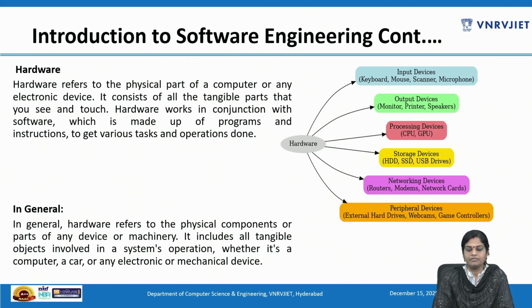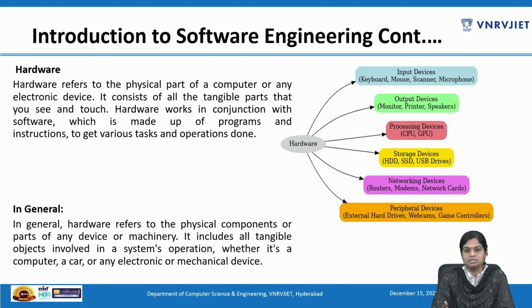In general, hardware refers to the physical part of a computer other than software, which we have discussed till now. It contains many tangible parts that you can see, touch and use, and they work in conjunction with software. Software is nothing but the programs and instructions we use to get our tasks done and the operations requested as part of an application.